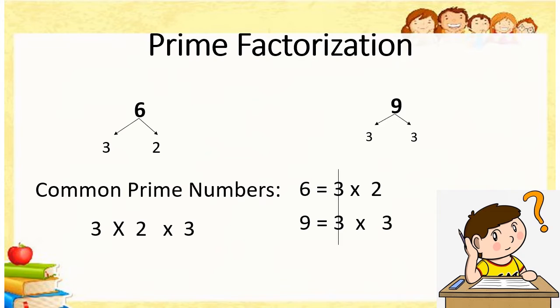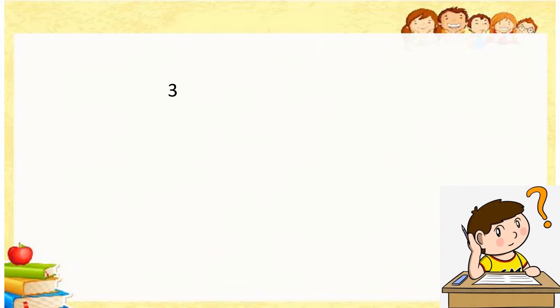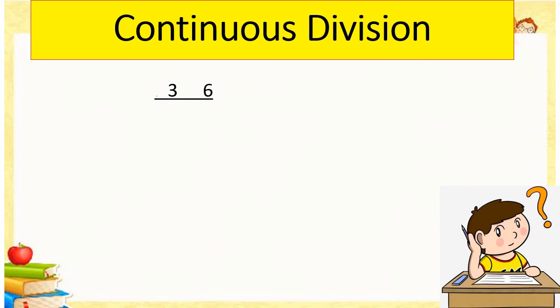Ganun din, di ba, sa listing method? Tingnan natin din sa continuous division kung lalabas ang 18 na sagot. Okay, so we have there the continuous division. We have 6 and 9. Sa 6 and 9, mag-isip ng number na divisible by 6 and 9. We have there 3. Then, 6 divided by 3 is 2. Then, 9 divided by 3 is 3.